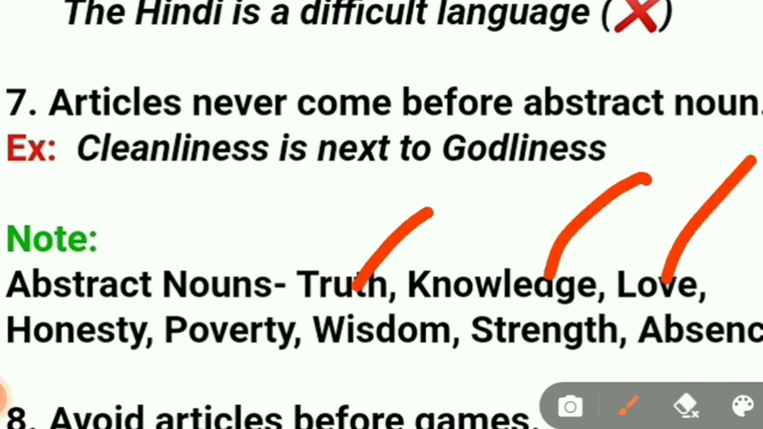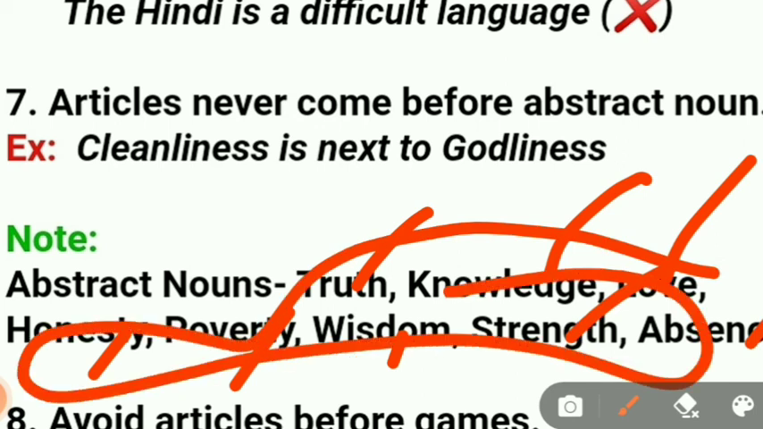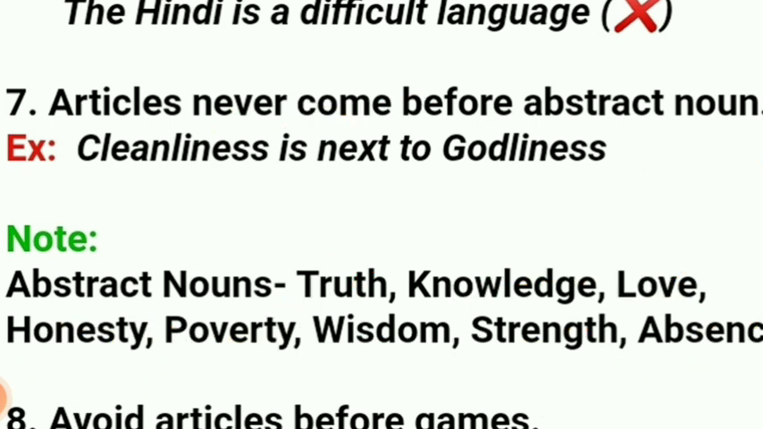Abstract nouns: knowledge, truth, love, honesty, poverty, wisdom, strength, absence. So don't use articles before these words. An article never comes before these.